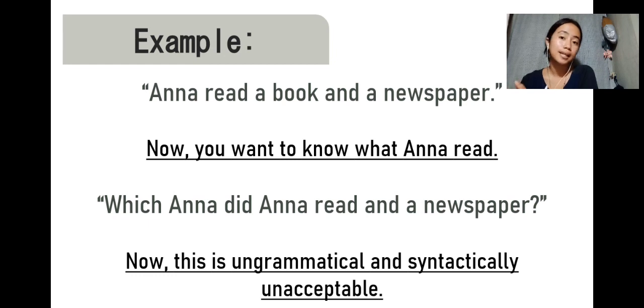Now, this is an example. Anna read a book in the newspaper. Now you want to know what Anna is reading, so the sentence will be turned like this: Which book did Anna read in the newspaper? Now you realize that this sentence is ungrammatical and syntactically unacceptable. Now what happened here in the second sentence?